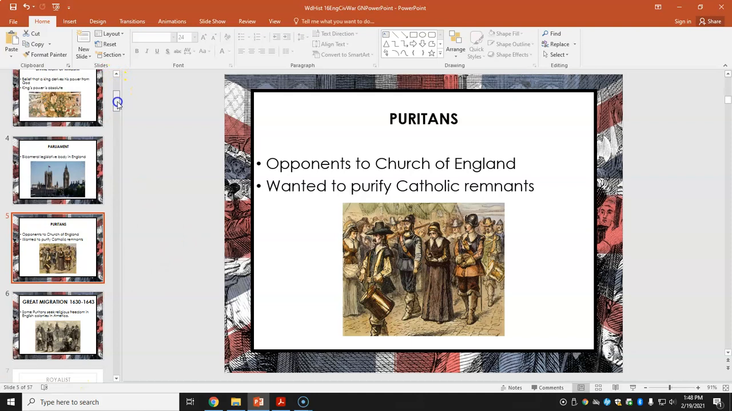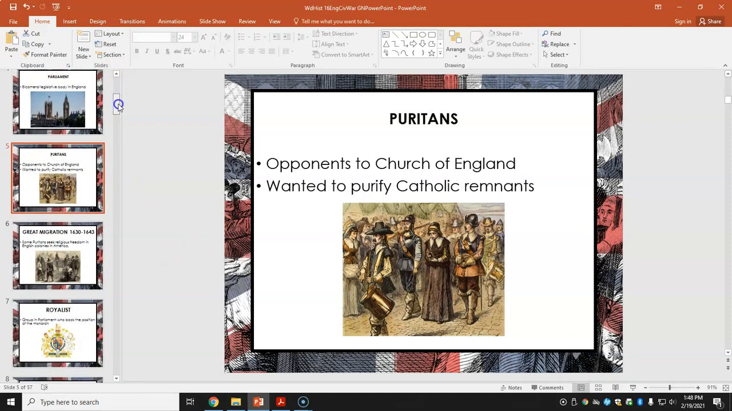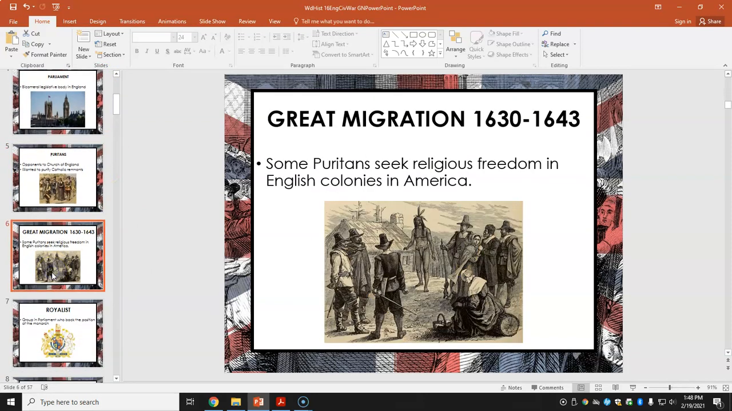We'll also talk about Puritans later when we look at the settlement of the Americas. So we have what is known as the Great Migration from 1630 to 1643. The Puritans seek religious freedom in English colonies in America, so they leave Europe. They want to try to find a place where they can worship freely.